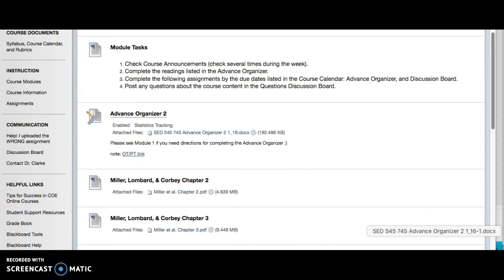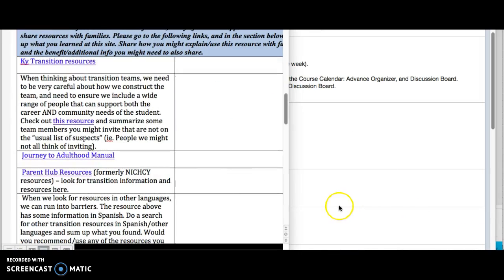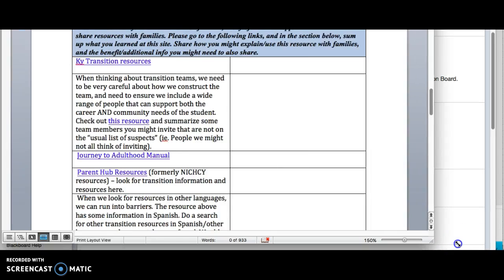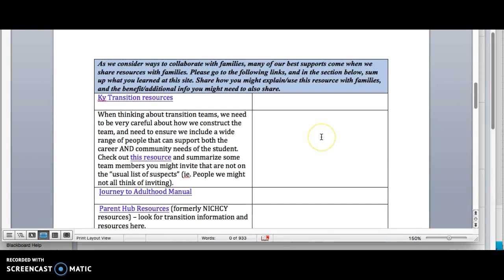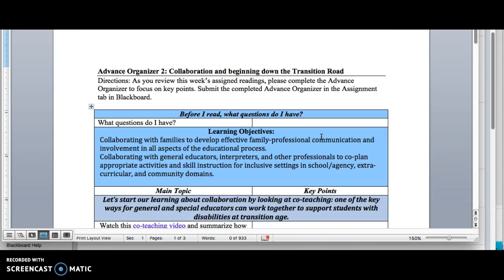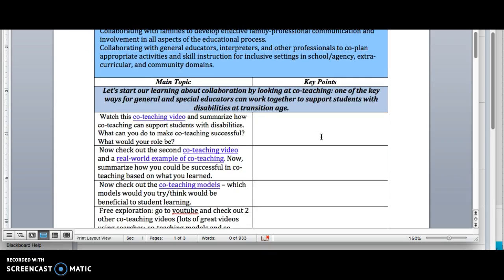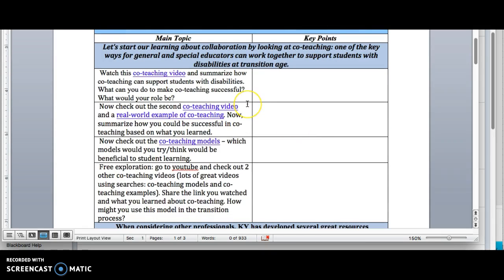So let's look for just a few seconds at the Advanced Organizer for this week, Advanced Organizer 2. And let me expand that a little bit so we see it a little bit better. So you're going to start, not at the end, let's start at the very beginning by looking at co-teaching. And some of us have lots of experience with co-teaching and have been co-teaching for years. Others of you, this is a relatively new concept.